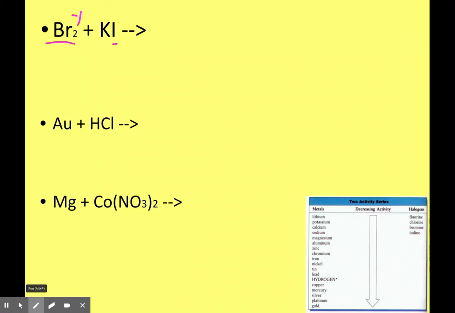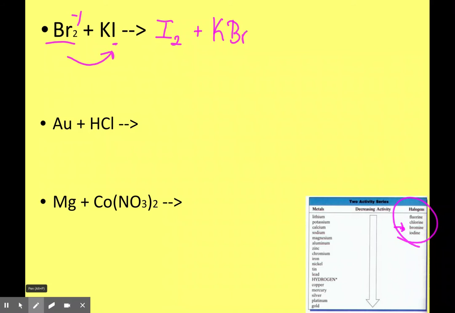So we're going to look at the chart here. Bromine is higher on the chart than iodine. So that means that it will react and it will replace, and we will have a single replacement reaction here. So iodine would replace bromine, and it is diatomic. And then we'll have K with the Br, and that would be the reaction that would occur.